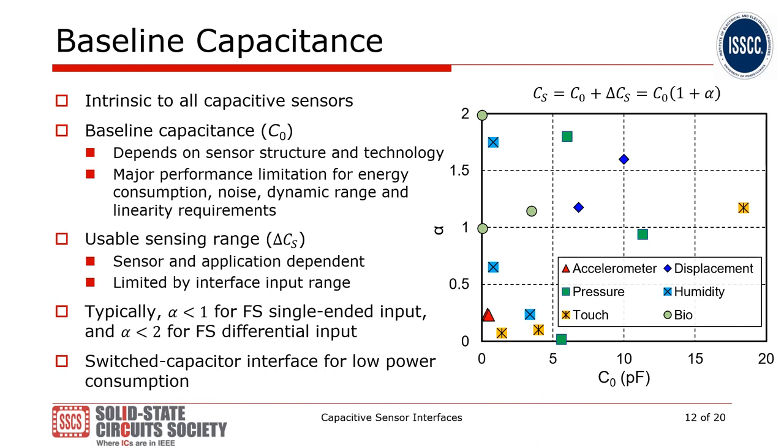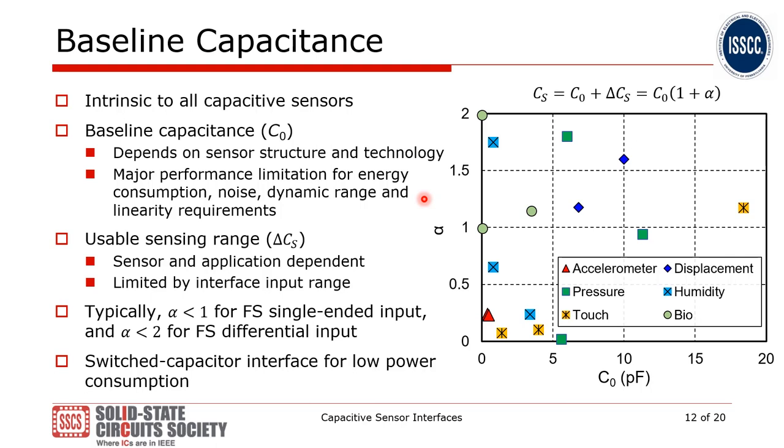Notice that the baseline capacitance C0 is actually present in all physical capacitive sensors. It is heavily dependent on the sensor structure and the fabrication technology, and this can also be a major performance limitation to the sensing system in terms of energy consumption, noise, dynamic range, and linearity. The detectable sensor signal delta CS is essentially limited by the interface input range. We can define the parameter alpha here, which is the ratio between delta CS and C0.